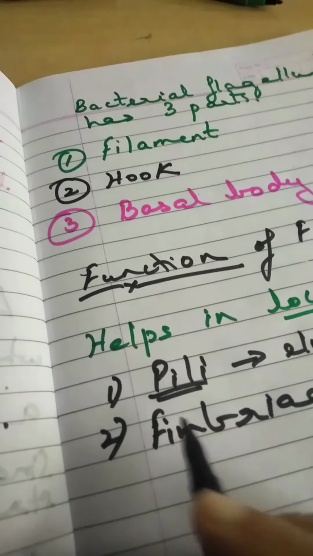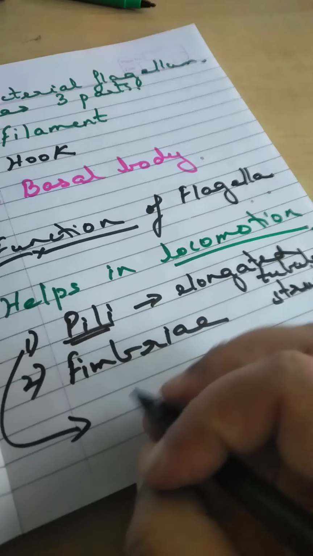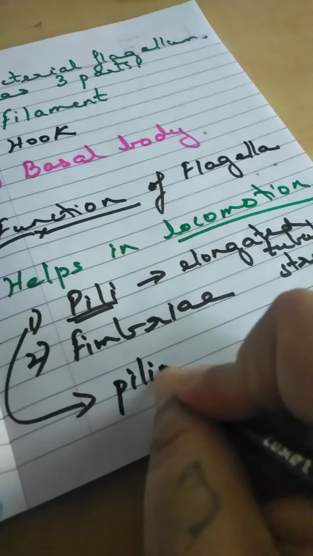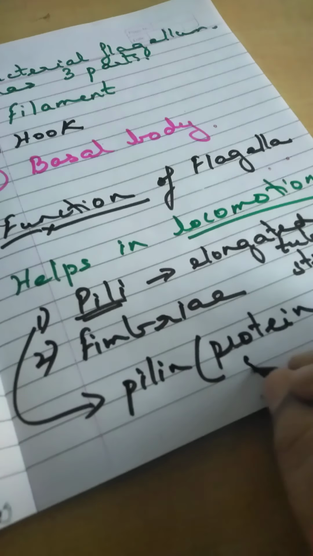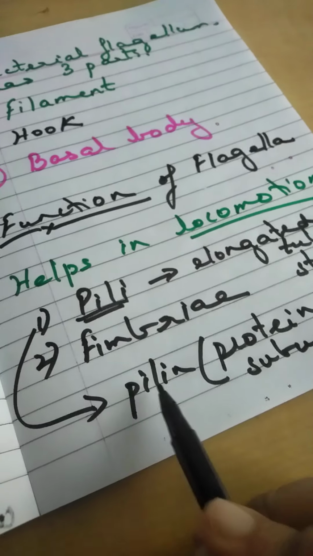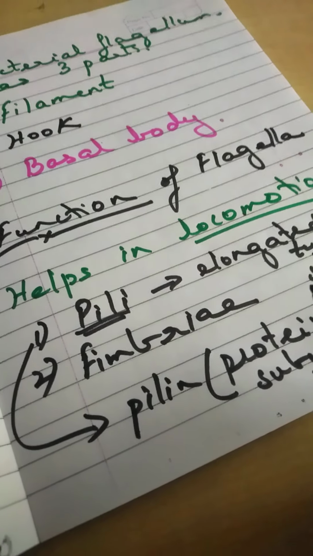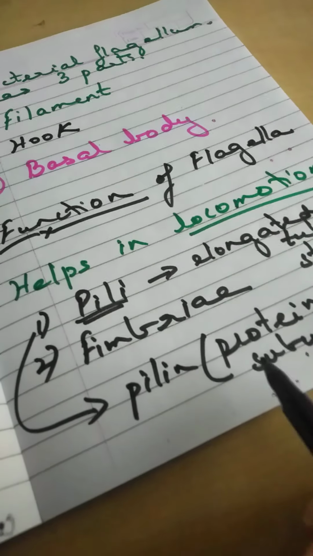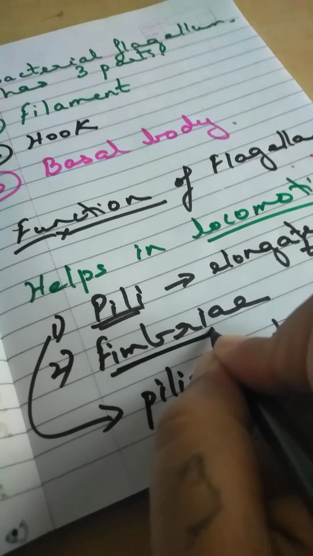Okay. So pili, they are what? Elongated tubular structure. And they are made up of which protein? They are made up of a small special protein called the pillin. Protein subunits, you can say. So the pili is made up of pillin. Okay, and fimbriae are bristle-like structures. This fimbriae is what? A bristle-like fiber which comes out from the cell.